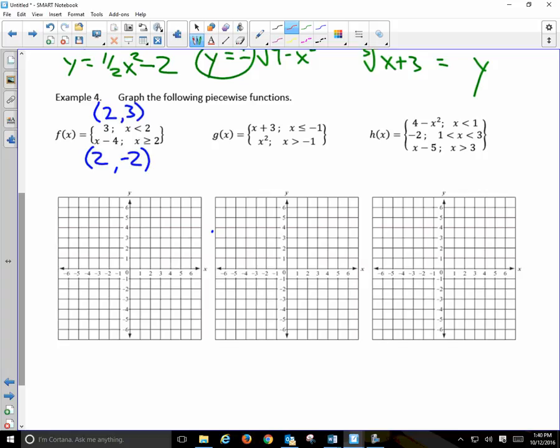Now, where do I go from there? Should I go up through the 3, or should I go down to the left? Down to the left. Why? Because I'm going to carry the values that are less than or equal to -1.